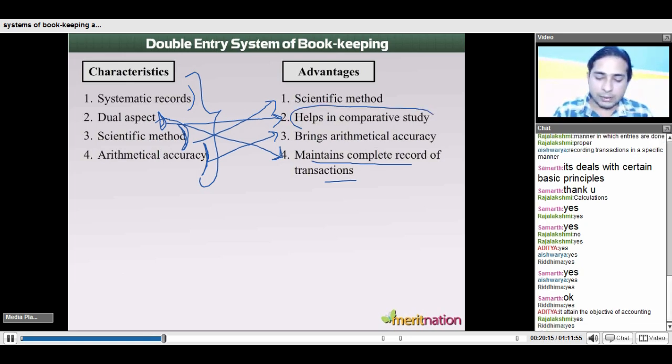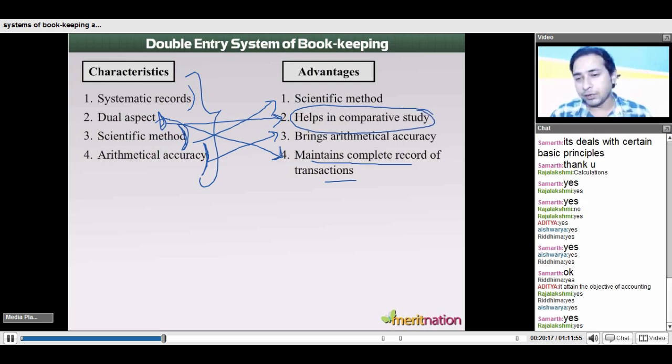Similarly, it also helps us in comparative study. When we are recording the dual aspect, we have a common platform over which we can compare two financial results.